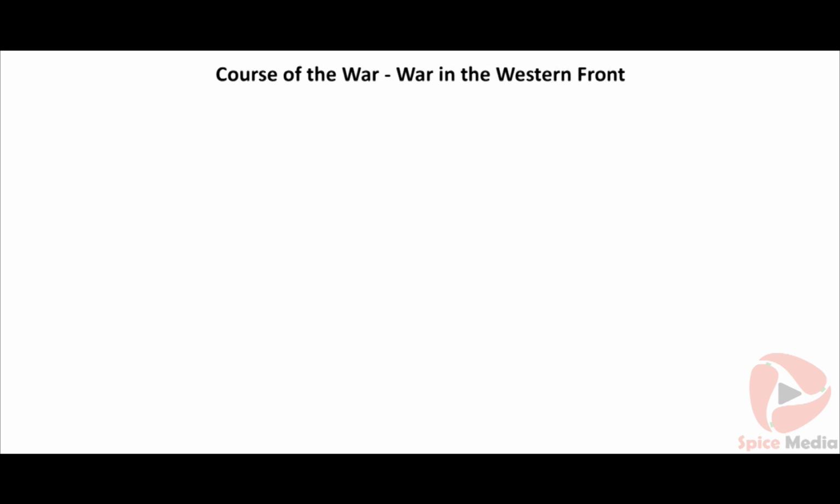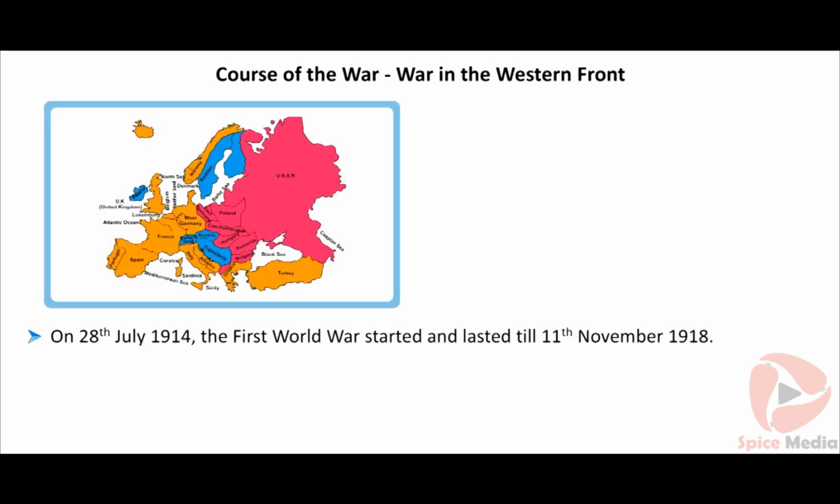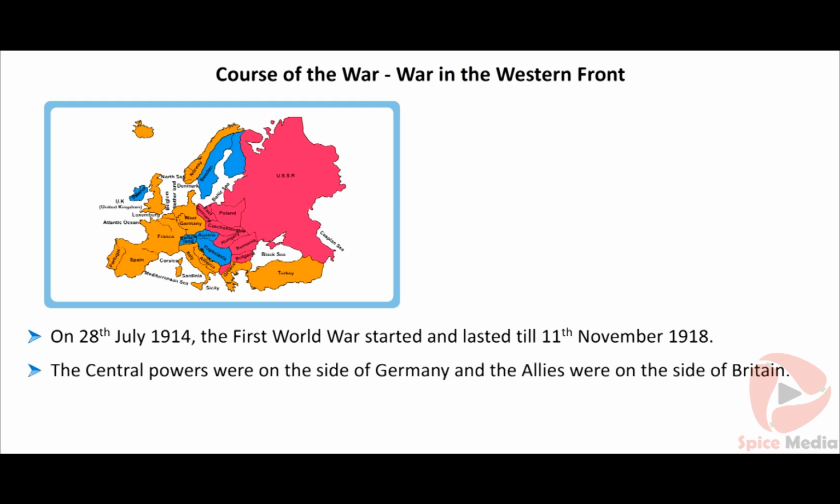Course of the war: War in the Western Front. On 28 July 1914, the First World War started and lasted till 11th November 1918. The Central Powers were on the side of Germany and the Allies were on the side of Britain. The Central Powers were Germany, Italy and Austria-Hungary, and the Allies were Britain, France and Russia. In the war, artillery, tanks and submarines were used.